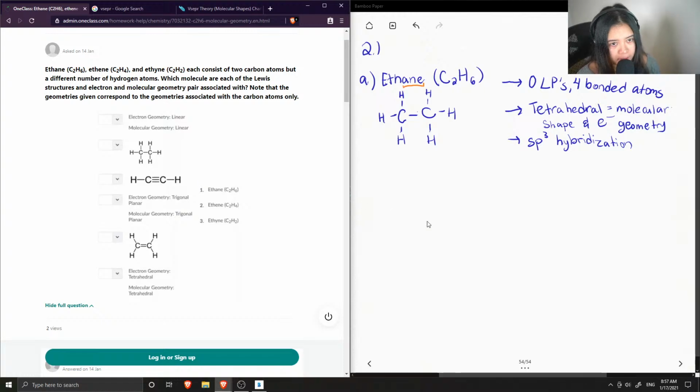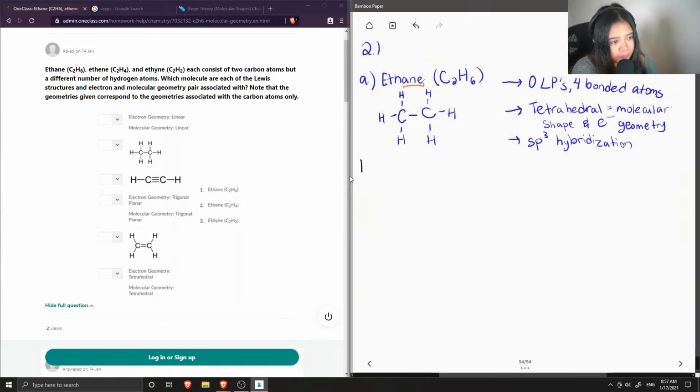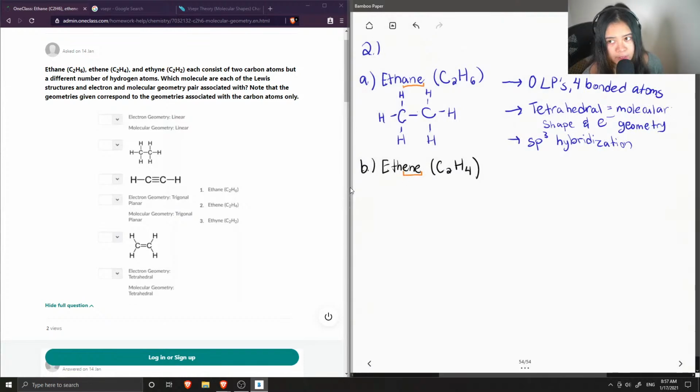Okay, so now let's look at ethene, and its chemical formula is C2H4. So again, if we look at its name, the prefix eth tells us there's 2 carbons in the chain, and the fact that it ends in ene means that there is a double bond in between the 2 carbons.